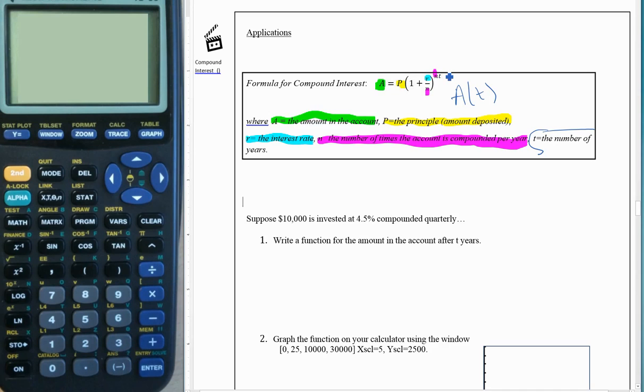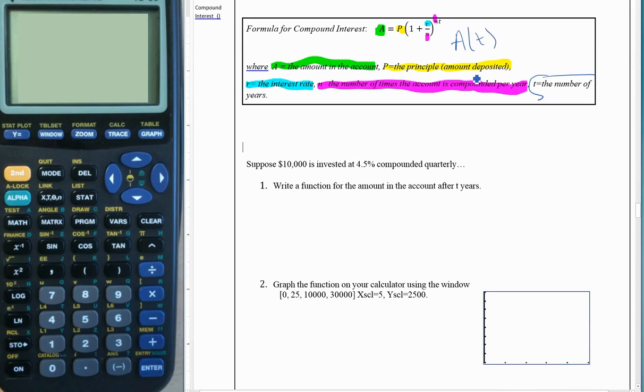I'm going to erase that circle just because it might get confusing. Okay, so here it says, suppose that $10,000 is invested at 4.5% compounded quarterly. Let's first talk about what all of this means. So $10,000, that's how much is invested, originally deposited. That's going to be our principal. The 4.5, that's our interest rate, but we need to turn that into a decimal. So we're going to move the decimal point 2 places to the left, so R is 0.045.